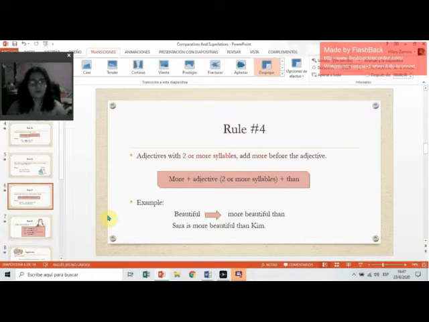Rule number 4. Adjective with 2 or more syllables, add more before the adjective. So, more plus adjective, 2 or more syllables, plus than. Example, beautiful, more beautiful than. Sarah is more beautiful than Kim.